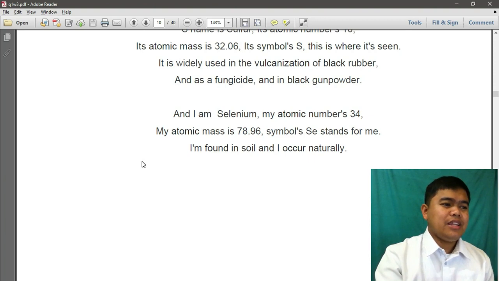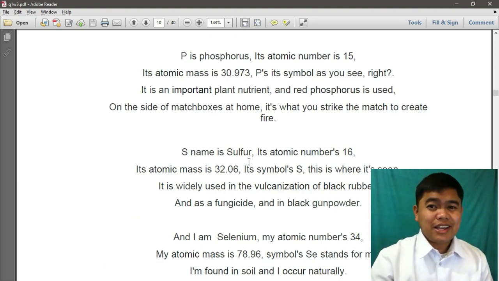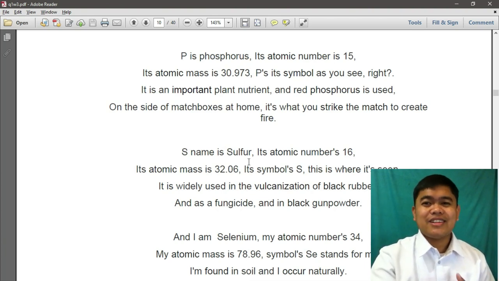And I am selenium. My atomic number is 34. My atomic mass is 78.96. The symbol SE stands for me. I am found in soil and occur naturally. So, have you listed all the mentioned elements? Just go back and reread the poem if you haven't. Okay, so if you're done, let's continue.